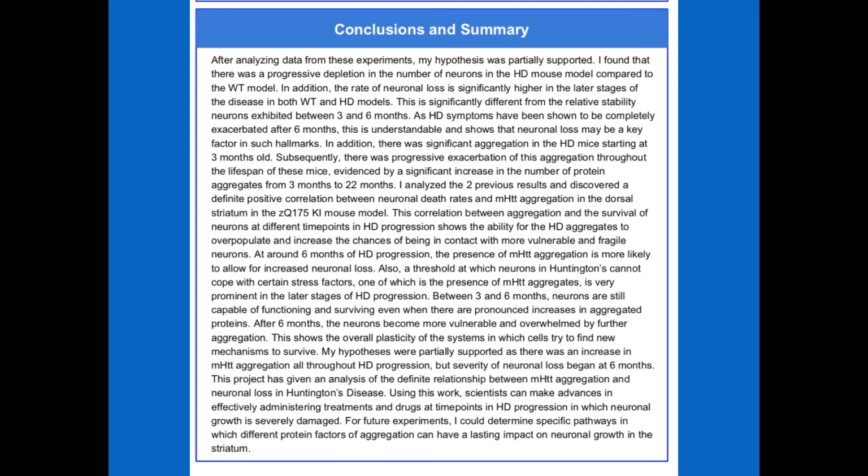Using this data, we can conclude that the threshold values at which neurons in Huntington's disease cannot cope with certain stress factors, one of them being HD MHTT aggregation, is very prominent in the later stages of HD progression compared to earlier stages. After 6 months, neurons become more vulnerable and overwhelmed with the increased presence of MHTT aggregation.